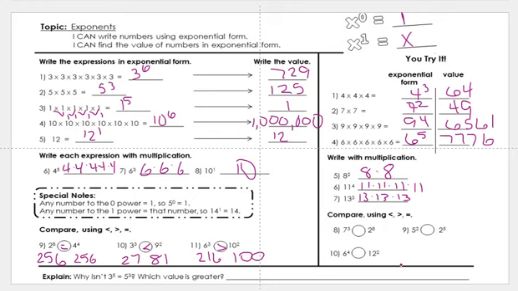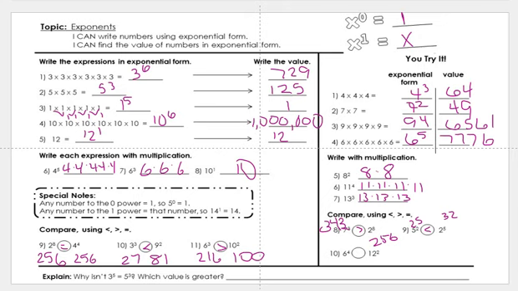7 to the 3rd is 343. And it looks like 2 to the 8th. 2 to the 8th is 256. We found that out earlier. So this is larger. 5 squared is 25. 2 to the 5th is 32. Again, here, if students say that these are equal, we know that they're doing 5 times 2 and 2 times 5. So we want to make sure they're not doing that.